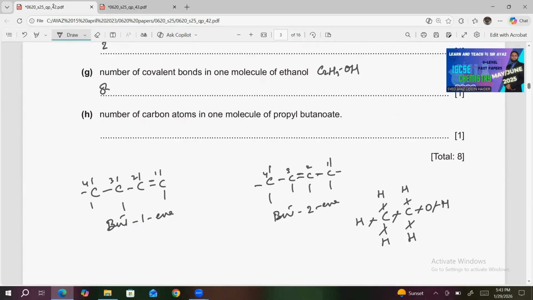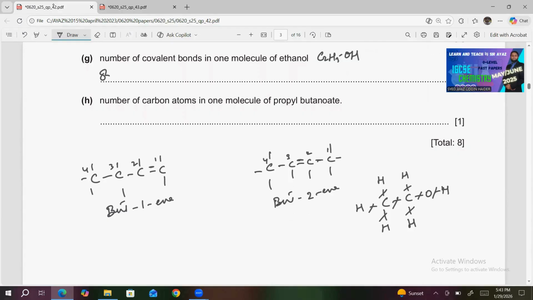H, number of carbon atoms in one molecule of propyl butanoate. Now it's up to you whether you want to draw the structure of this propyl butanoate. Otherwise, I can do this by looking at the name. Propyl means you will definitely have 3 carbon atoms. So you have 3 for propyl plus, what about butanoate? Butanoate means 4 carbons. So 3 plus 4, you will get 7. 7 must be the final and right answer for this one.